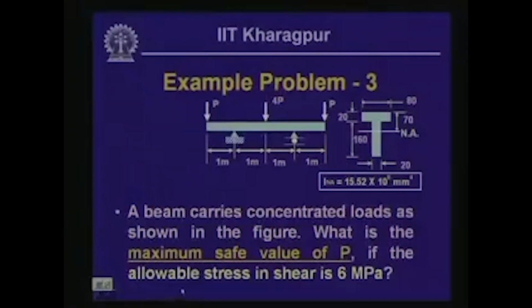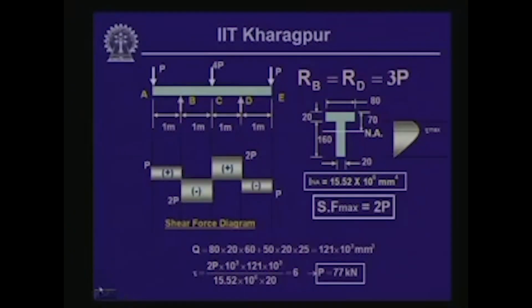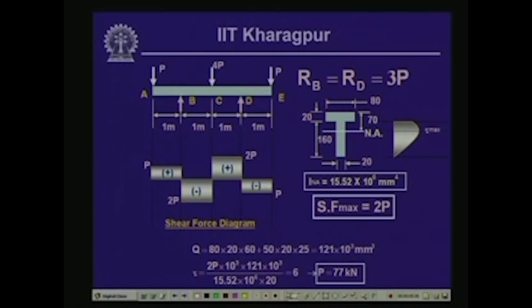Now, to compute that, let us look into the shear force diagram of this beam. As usual, we compute the values of the reactive forces RB and RD as we have discussed earlier, and this is going to be the shear force diagram. As you can see, the maximum value of the shear force is equal to twice P, which is indicated over here, and the value of the moment of inertia is already given.